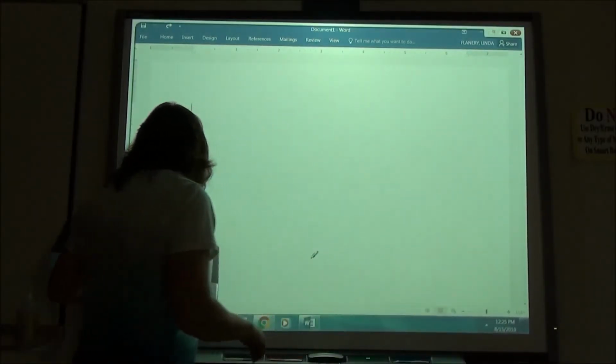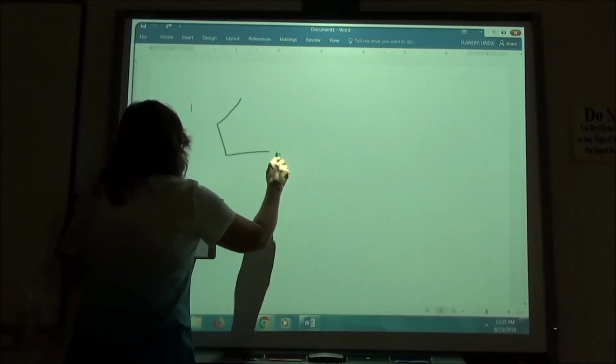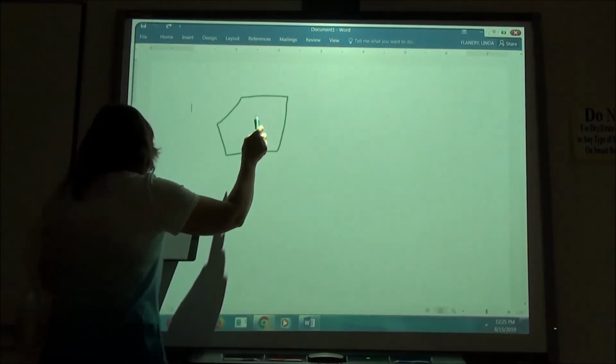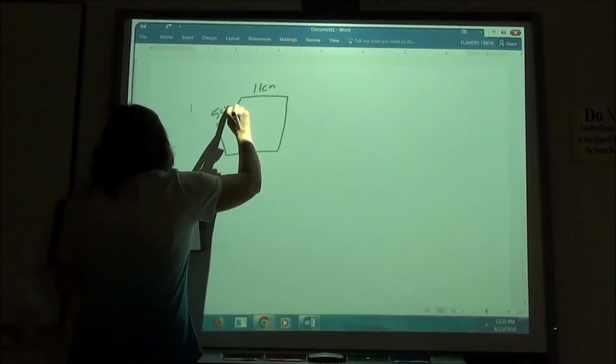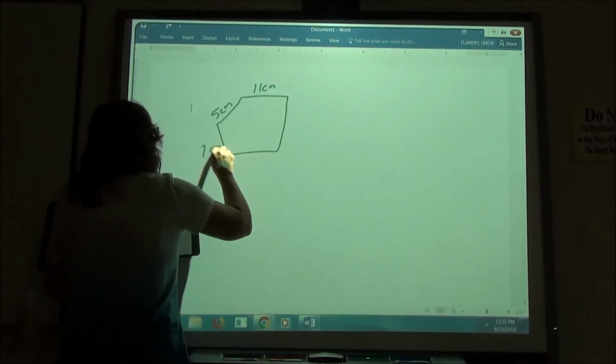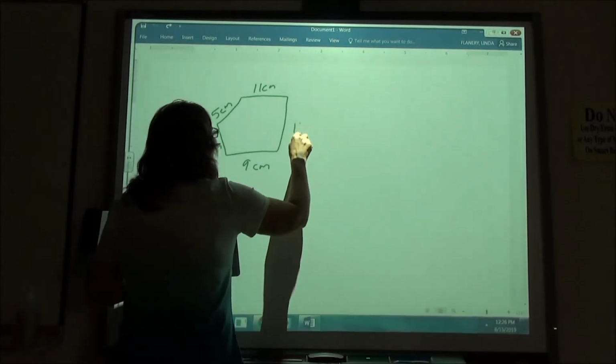Number 15, we have a 5-sided figure. If I can draw, which I can't, I'll just kind of sketch. We have an 11 centimeter side, a 5 centimeter side, 7 centimeter side, 9 centimeter side, and 11 centimeter side.